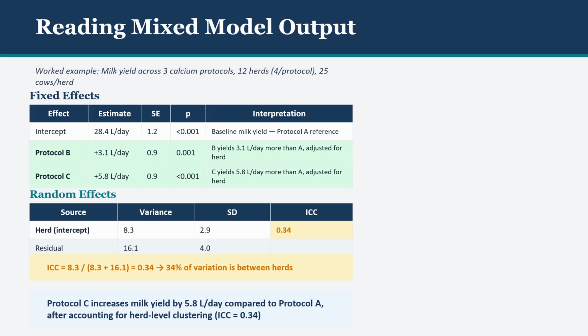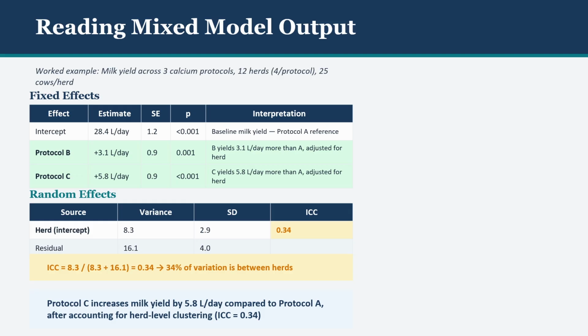34% of milk yield variation is explained simply by which herd the cow is in. That's substantial. If we'd ignored herd structure and run standard linear regression, the standard errors for the protocol effects would have been badly underestimated, producing falsely confident, possibly false positive results.